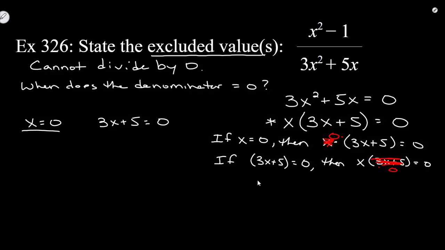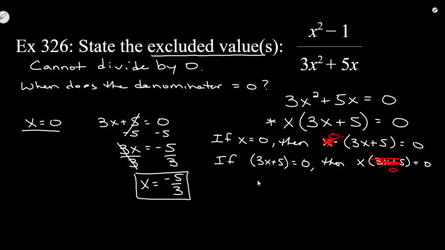So this one is already solved. We don't have to do anything with that. The second one, we have to solve for x. To get the x by itself, we're going to subtract 5 from both sides. This is taking us back to solving equations from earlier in the semester. So then we have 3x equals negative 5. We divide by 3, and we get x equals negative 5/3. So this negative 5/3 is an excluded value, and 0 is an excluded value.